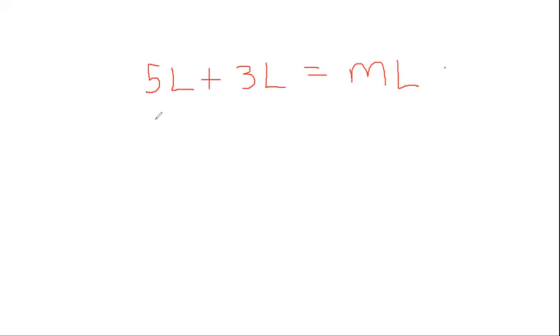There are 2 ways of doing this. I can first add, right? Let's add vertically. 5 plus 3 is equal to 8. This is in liters. I convert this into milliliters by saying 8 multiplied by 1,000 equals what?